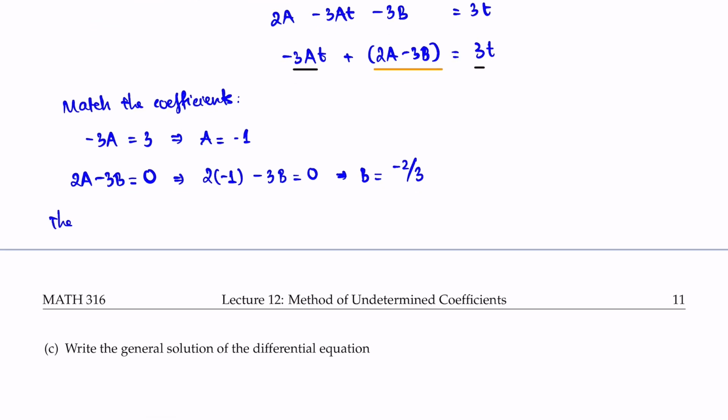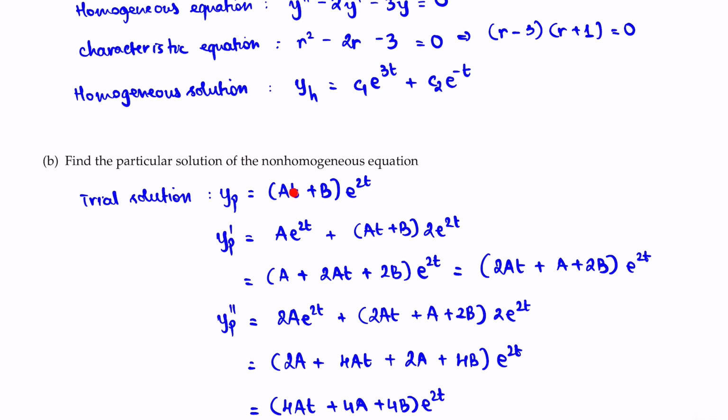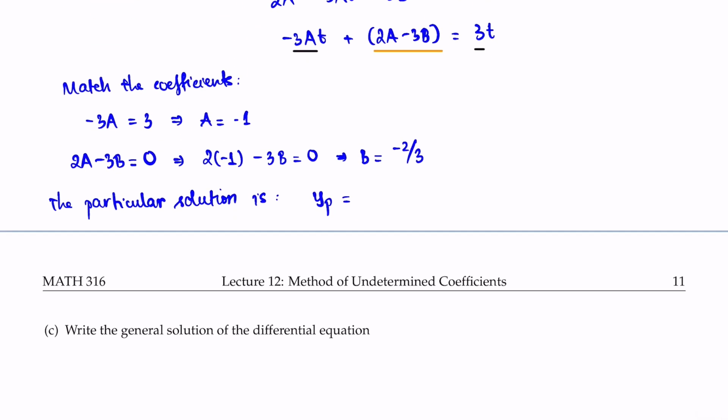So the particular solution is y sub p equal to, so you go back to the form of y sub p, which is at plus b times e to the 2t, for a is equal to negative 1 and b is equal to negative 2/3. So the form of the particular solution is negative t minus 2/3 times e to the 2t.